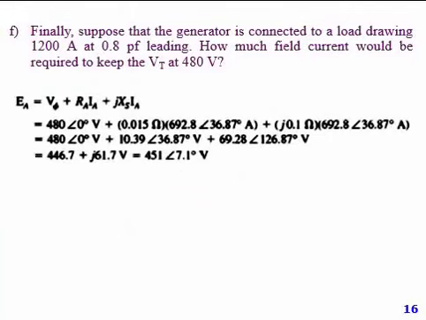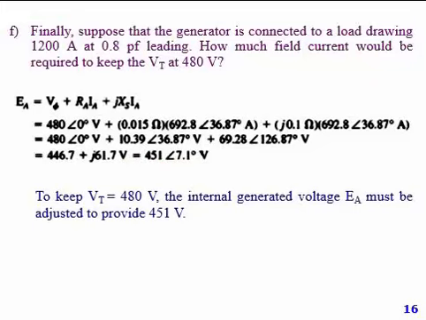In F part, which is the last part, finally suppose that the generator is connected to a load which is drawing 1200 ampere at 0.8 pf leading. How much field current would be required to keep the VT at 480 volts? First of all, we find the internal voltage EA, as we found out in previous cases. By finding the value of EA, and since we want to keep the VT equal to 480 volts, the internal generator voltage EA must be adjusted to provide 451 volts.